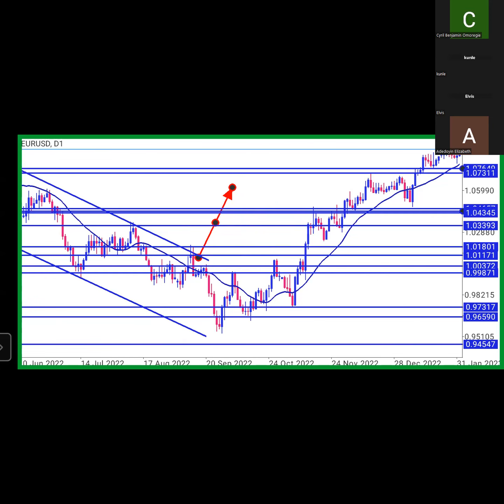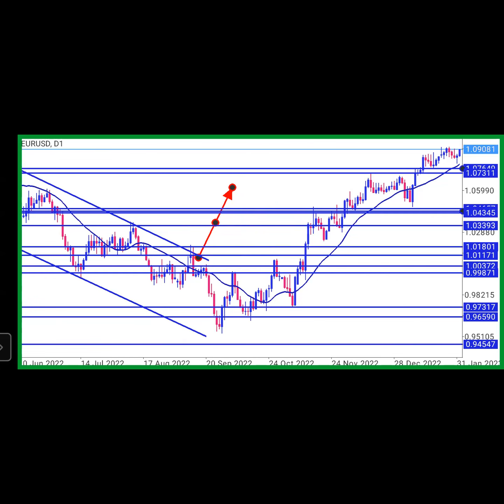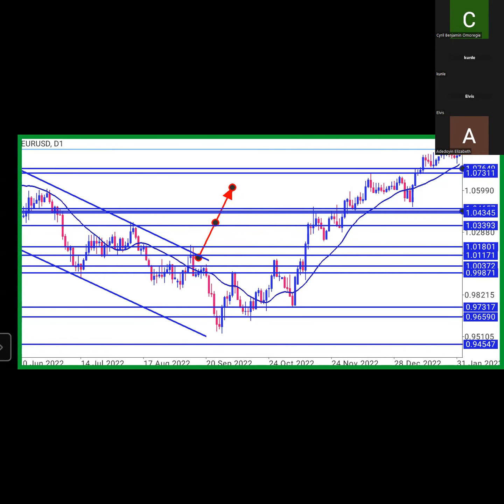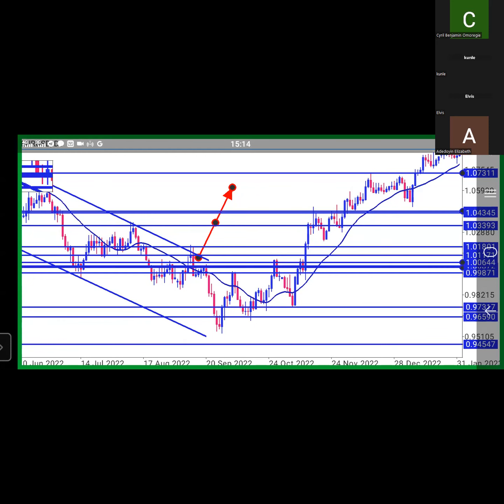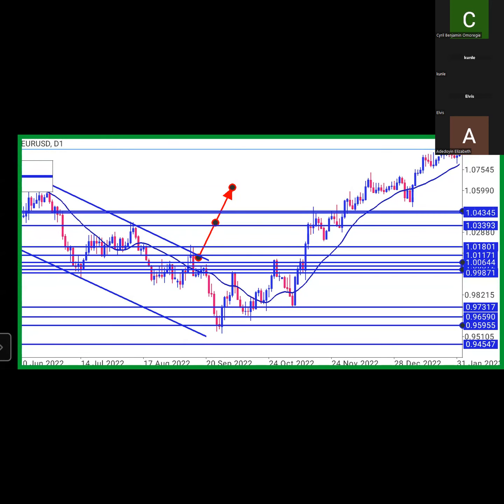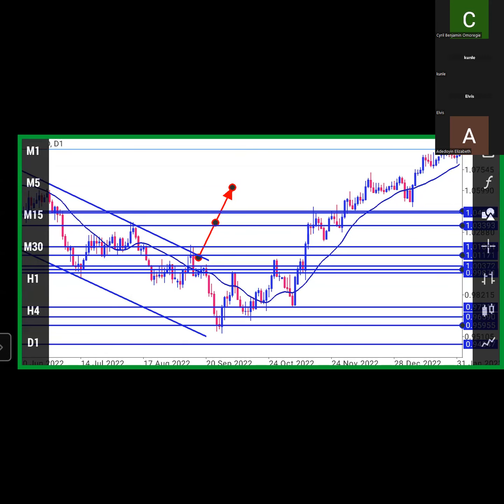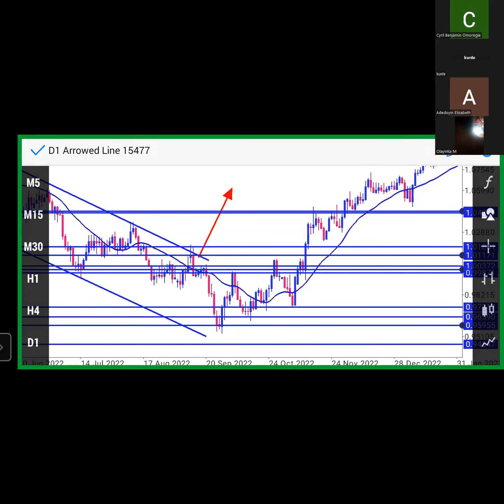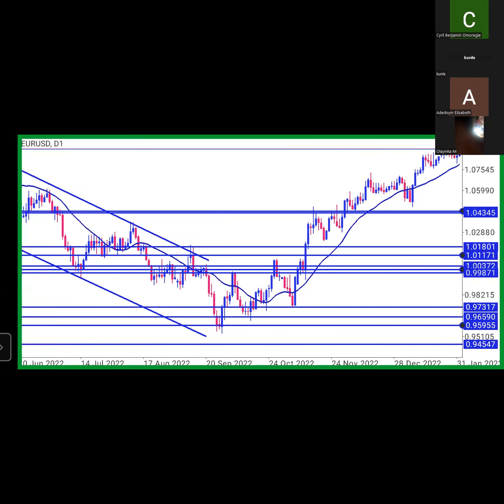How to enter, the subtopic now. How to enter a trade on an uptrend. How to enter or join the buy move on an uptrend. Number one, go to the daily time frame, at least the daily time frame.